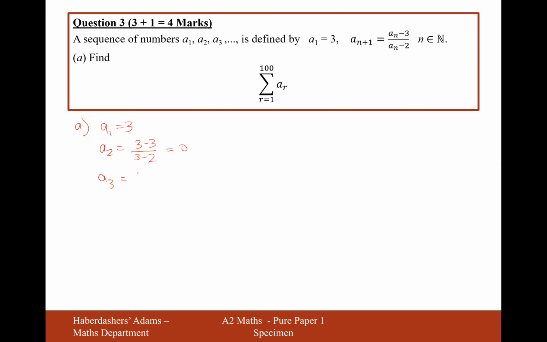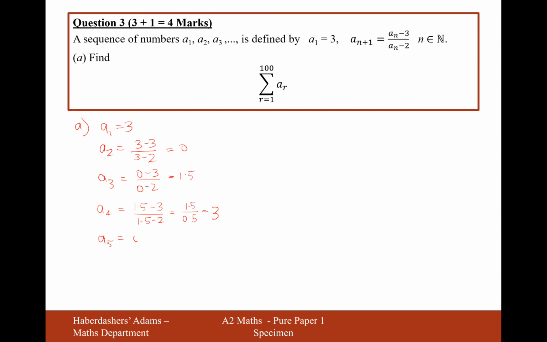A3 is calculated by doing 0 minus 3 over 0 minus 2. That equals 3 over 2, which is just 1.5. Still not really spotted a pattern so far. None of these terms are reoccurring yet. The next term, A4, is 1.5 minus 3 over 1.5 minus 2. That's going to be 1.5 over 0.5. Now, whenever you divide by 0.5, you're effectively timesing by 2. So in this case, we get back to 3. And now the sequence will start to go back round again.